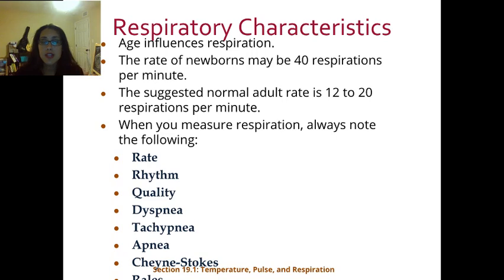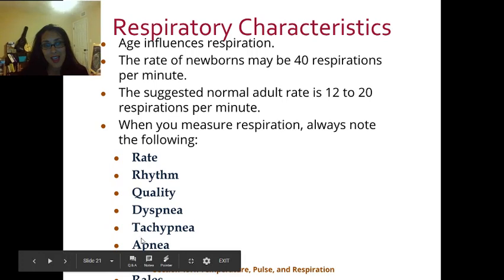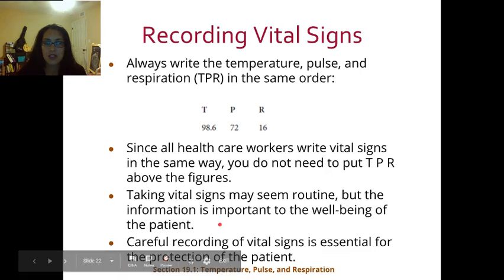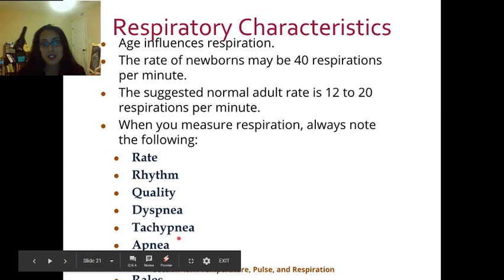And dyspnea is shortness of breath. Are they struggling to breathe? Or are they having a full-blown panic attack? There will be tachypnea, almost to the point that they will pass out. And if they're not breathing at all, we call it apnea. This right here, that's not good. If you have apnea, that is not good.